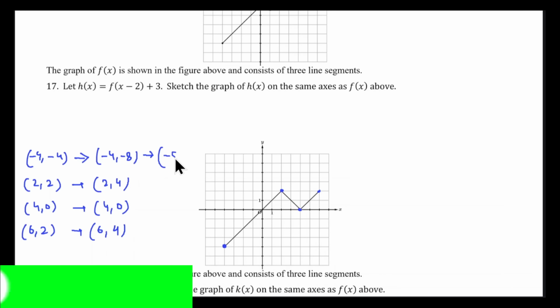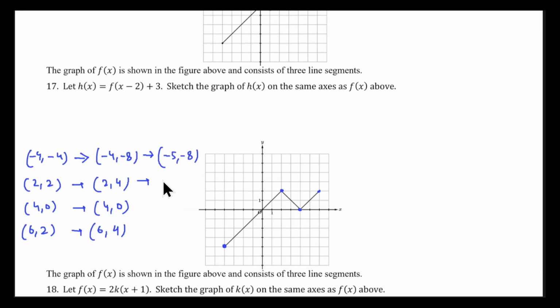So this is going to look like negative 5 comma negative 8. This is going to look like 1 comma 4. This is going to look like 3 comma 0, and this will be 5 comma 4. Perfect. Now I'm going to plot these.